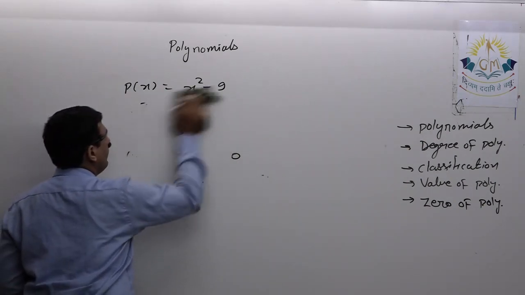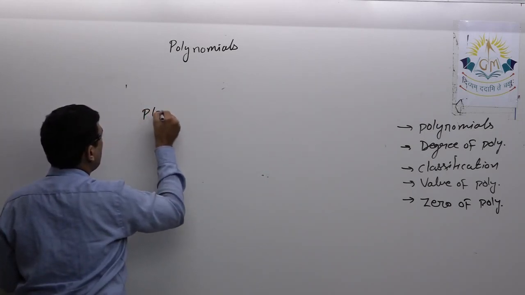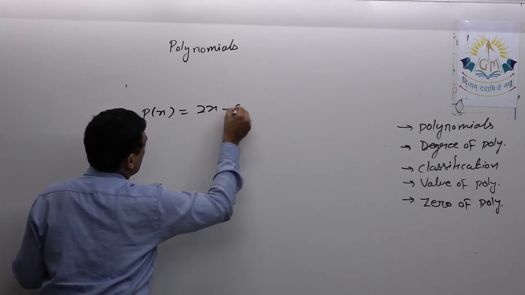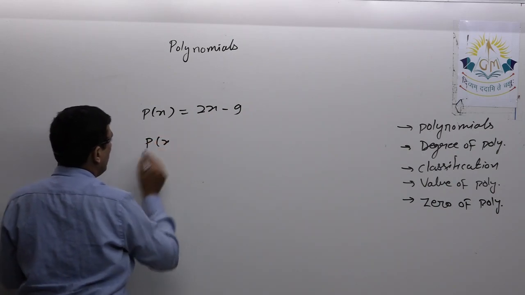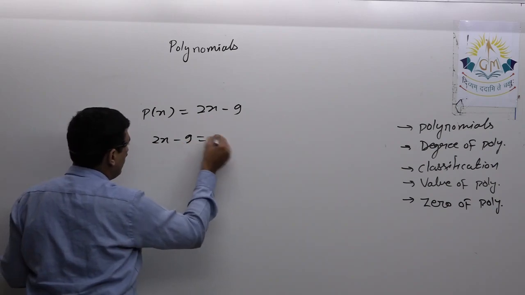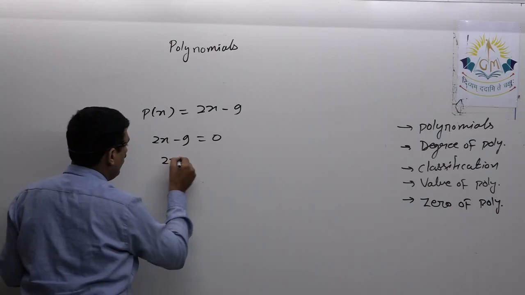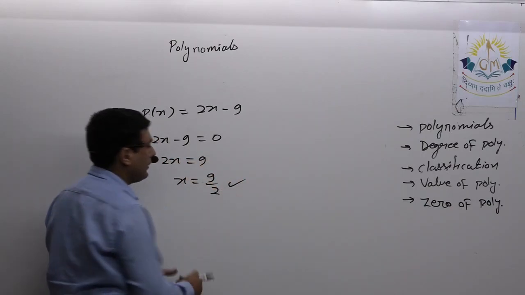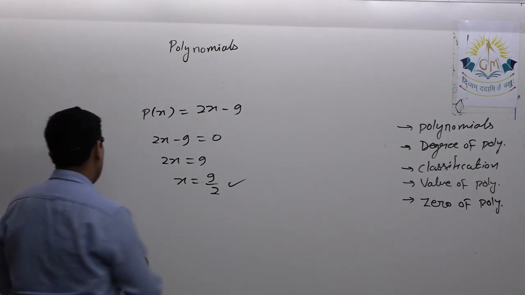Now let us see one more example. Suppose I have p(x) equal to 2x minus 9. Now I have to find the zero of the polynomial. So I will equate the polynomial with 0. So 2x minus 9 equal to 0. That gives me 2x equal to 9, and hence I will get x equal to 9 by 2. So x equal to 9 by 2 is the zero of the given polynomial.